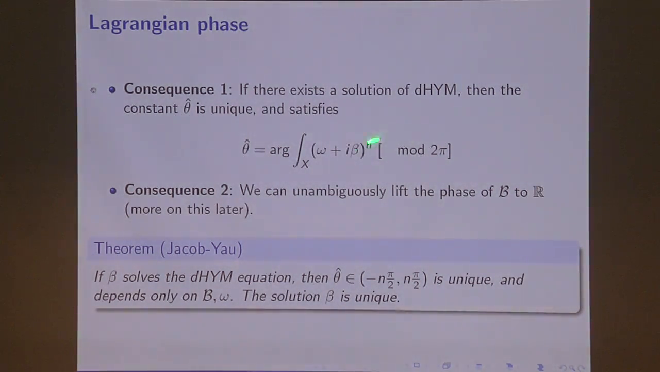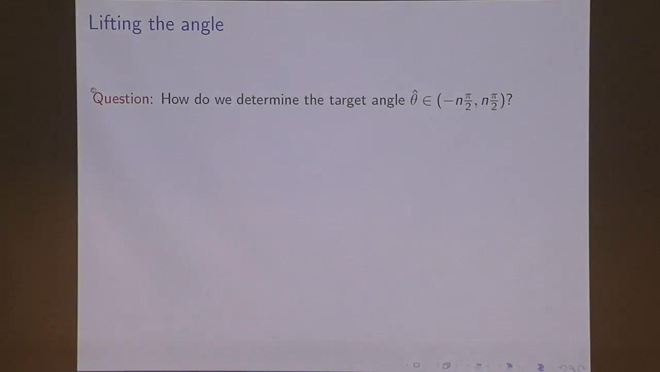The second observation is that this gives us a way to sort of unambiguously lift this number from just being defined mod 2 pi to actually being defined in R. So this topological quantity actually ends up having a perfectly good definition in R if we can solve this equation. So Adam and Yao proved that if you can solve the deformed Hermitian Yang-Mills equation, then this constant is unique. So you can't have two forms in the same class which solve this equation with different values of the right-hand side. And it depends only on this homological data.